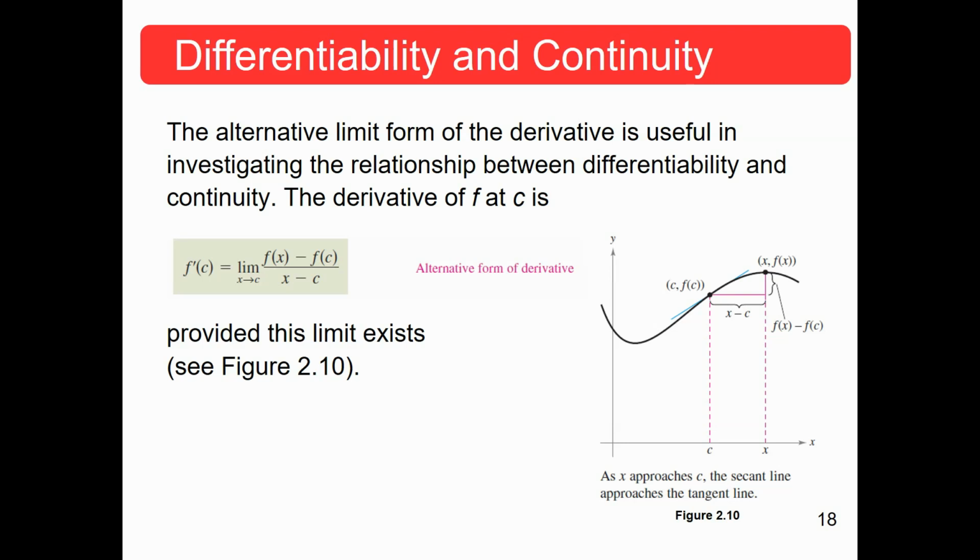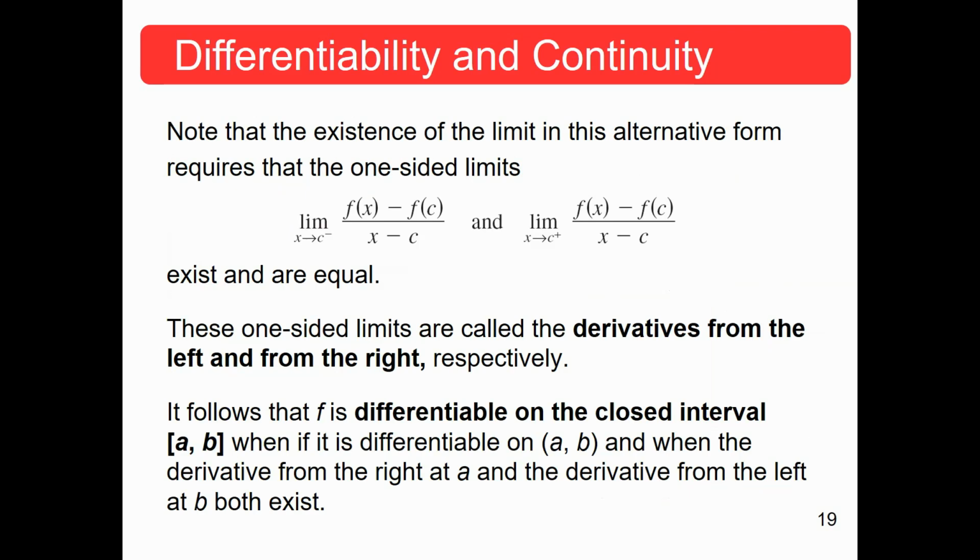Because once again, we're just looking at 2 points as x gets closer and closer to c, right? As x gets closer and closer to c, we're talking about the slope, y2 minus y1 over x2 minus x1, getting closer and closer to that tangent line. So it's still just y2 minus y1 over x2 minus x1. Now, note that the existence of the limit in this alternative form requires that the one-sided limits both exist and that they're both equal. If the limit doesn't exist, then this doesn't work anymore.